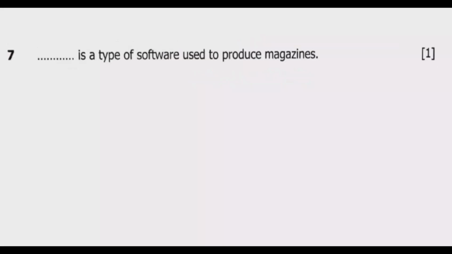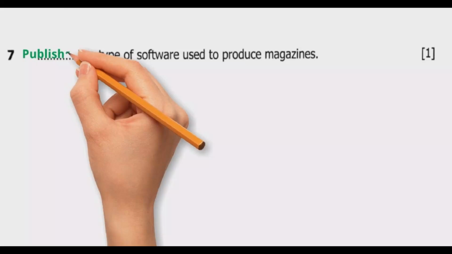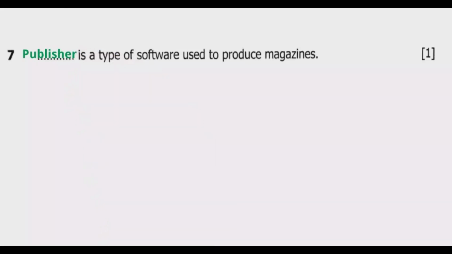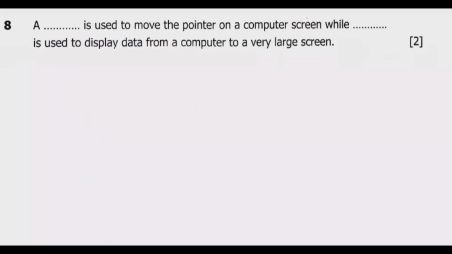Question 7 is as follows. Dash is a type of software used to produce magazines. So the correct answer is publisher. Publisher is a type of software used to produce magazines. Question 8 is as follows.